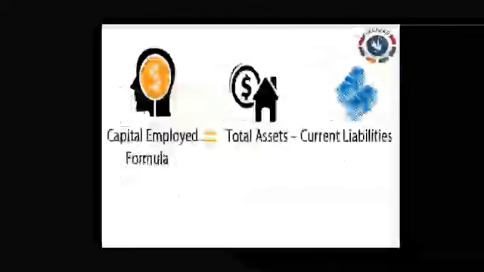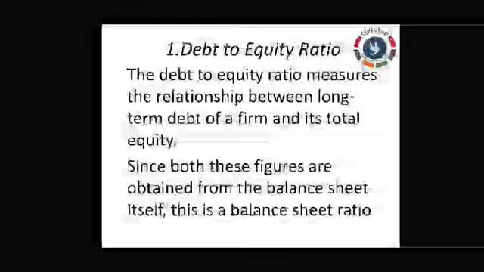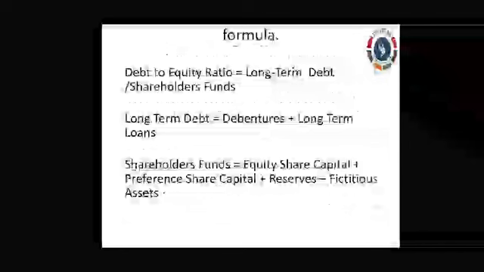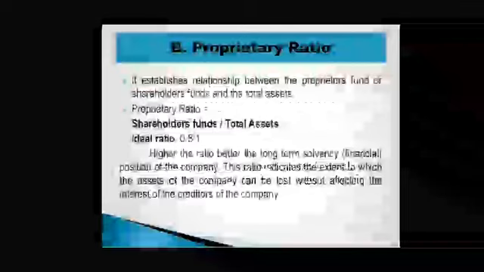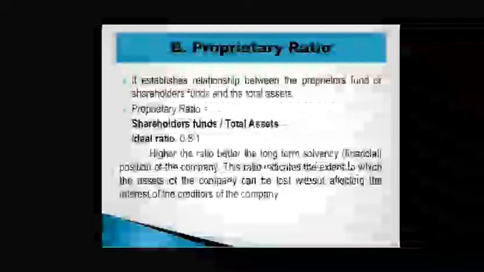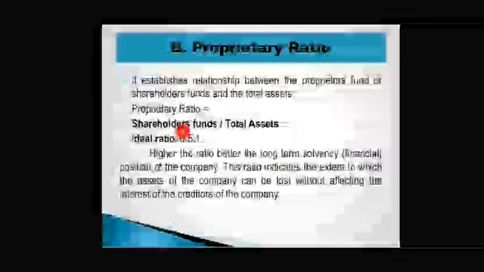Once again, a small recall for your better understanding. Debt equity ratio covers the external equity and shareholders fund. So long term debt divided by shareholders fund. Next one, proprietary ratio. Proprietary ratio covers whether the company has a good asset. Total assets should be high, and it should have the capacity to pay dividends to its shareholders. So always total assets should be more than the shareholders fund.